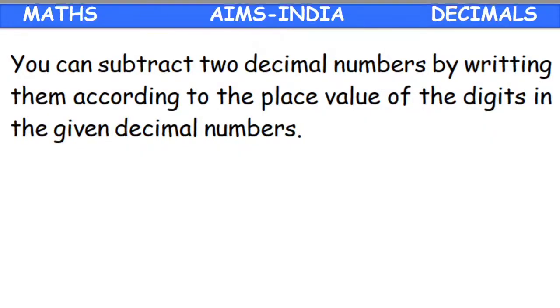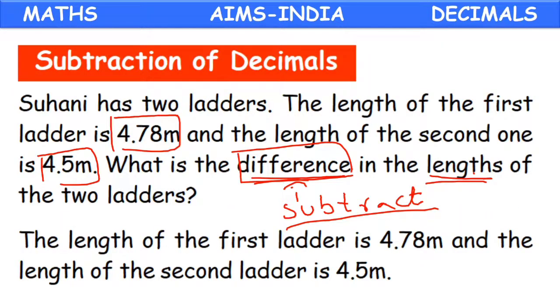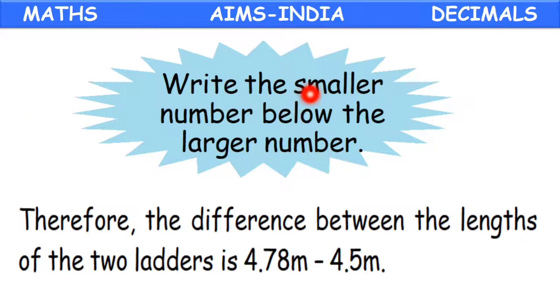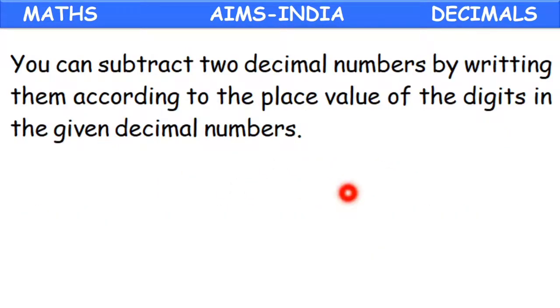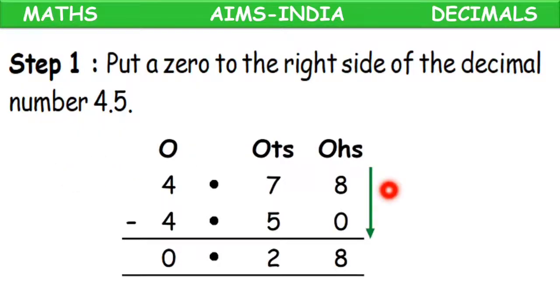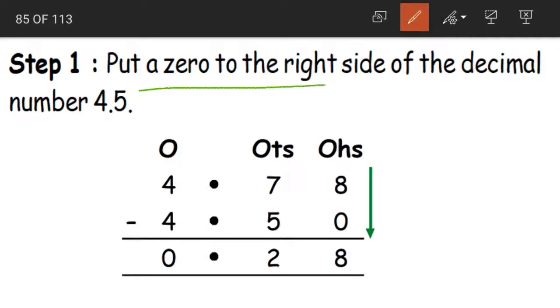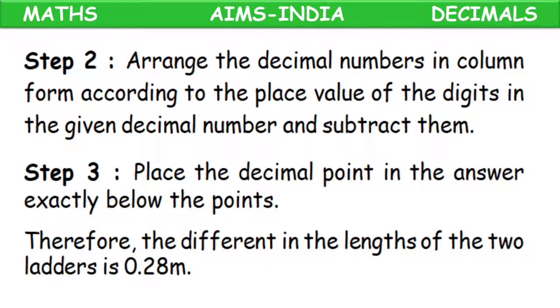Okay. What are the steps for subtracting now? First we need to write the smaller number below the larger number, and then you can subtract the two decimal numbers by writing them according to the place value of digits in the given decimal number. Yes, see. Put a 0 to the right of the decimal number in 4.5. Here we have an empty place, so we have put a 0.